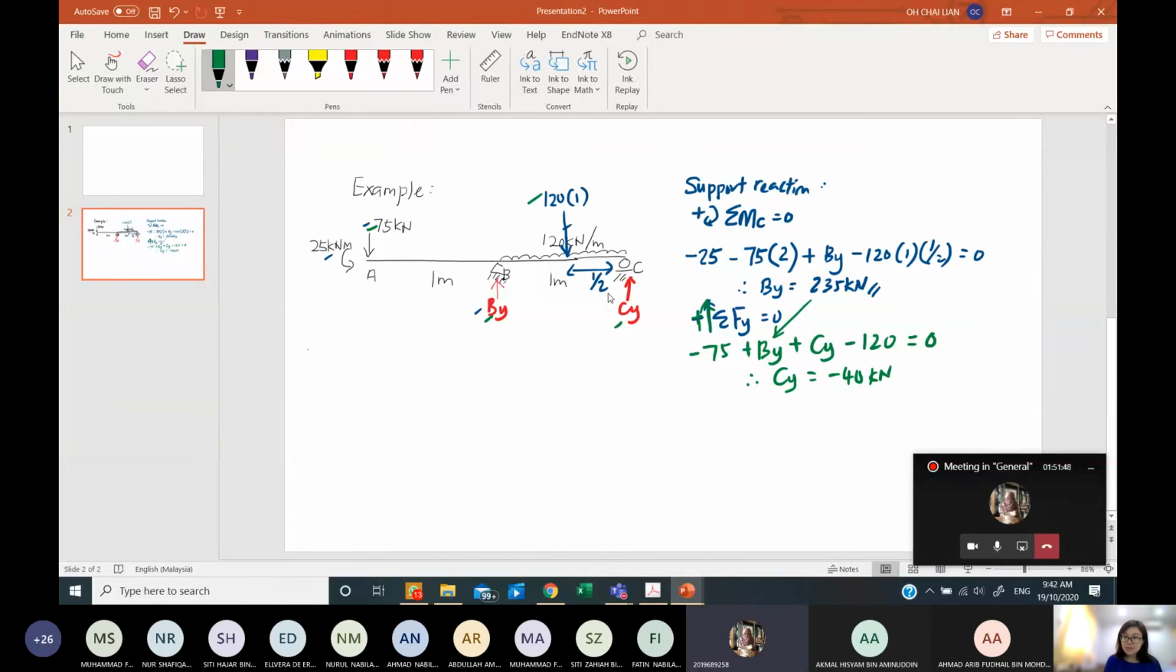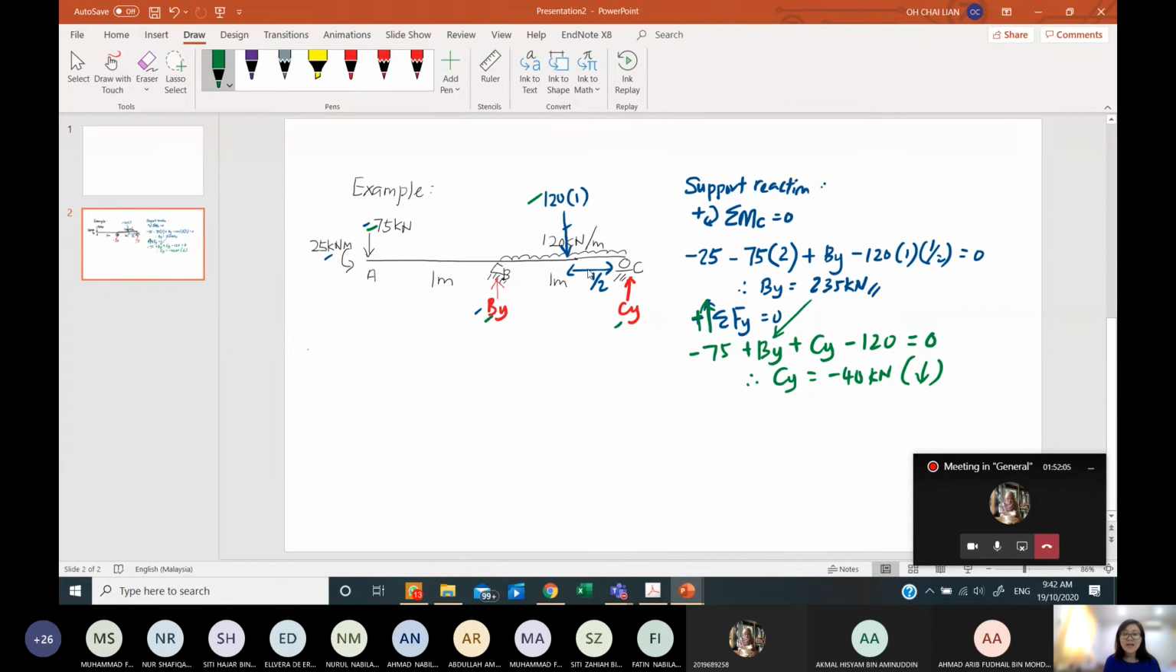So now the CY is actually going down. So be careful, it's not upward, it is downward. Now once you get this support reaction, we want to determine the equation along this beam.